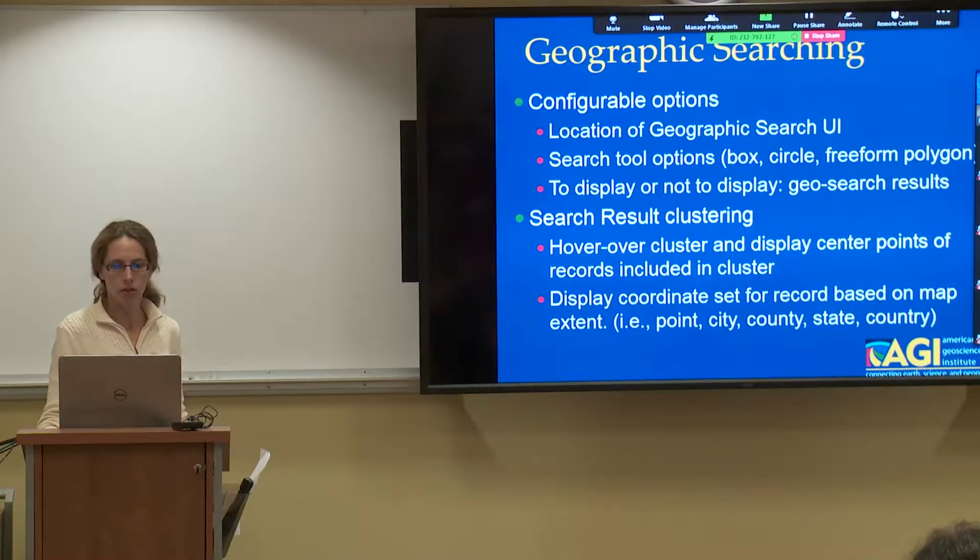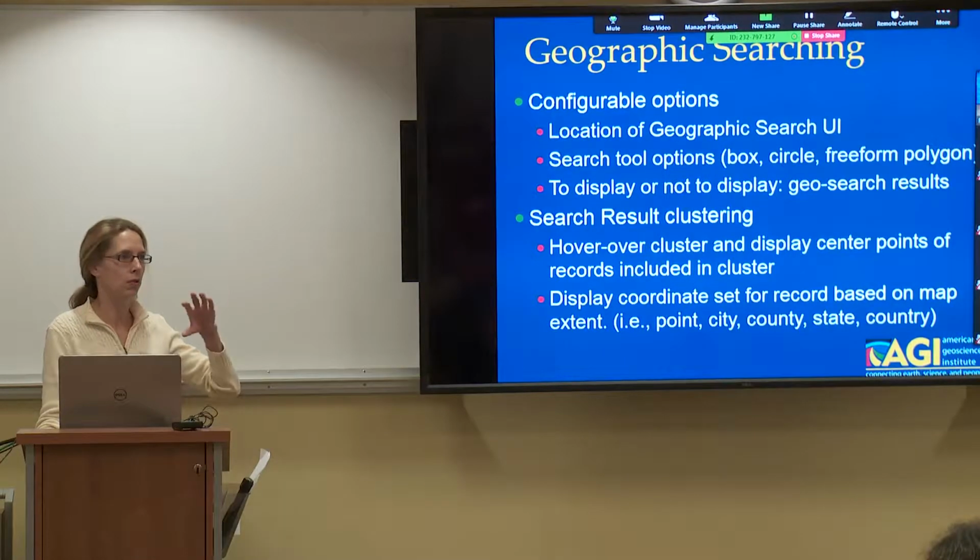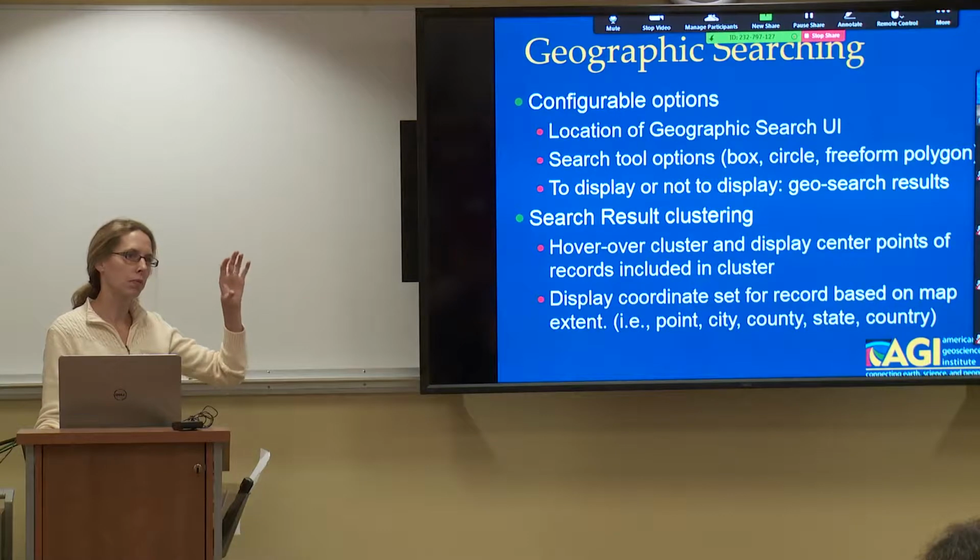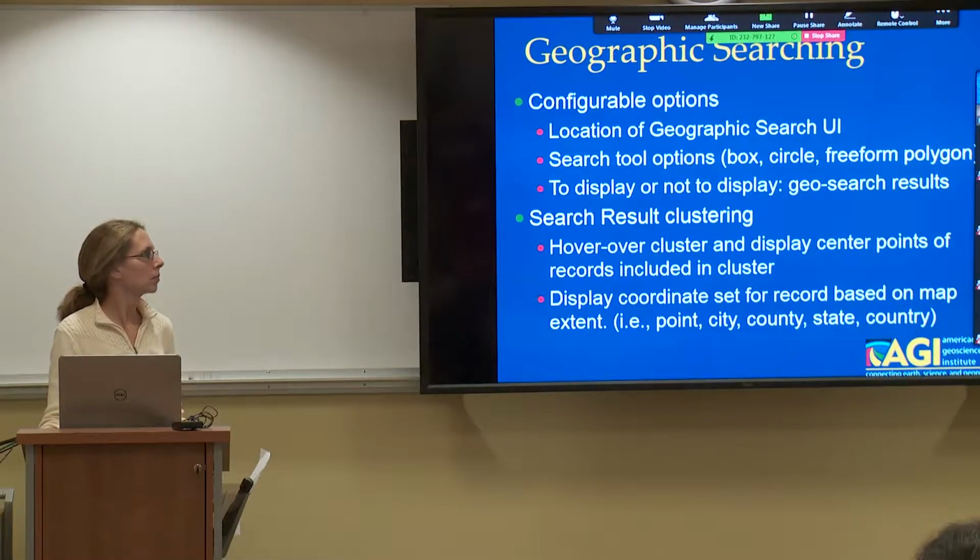And then a whole bunch of configuration things that we want to do with geographic searching. One being the location of the geographic search user interface. Right now we have it on its own page in the recommendations module, so it just pops up as its own search page, but maybe we want to be able to configure that to put it on the advanced search page instead. Or maybe you want to put it on the home page or somewhere like that. So figuring out how to do that and providing that option might be useful.